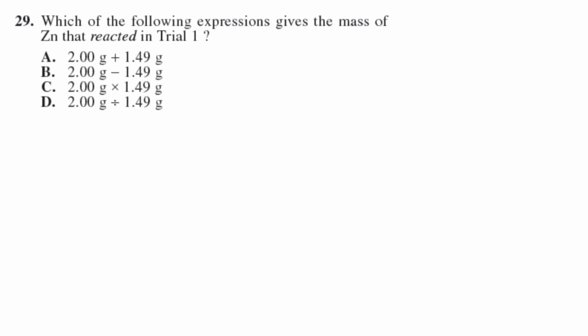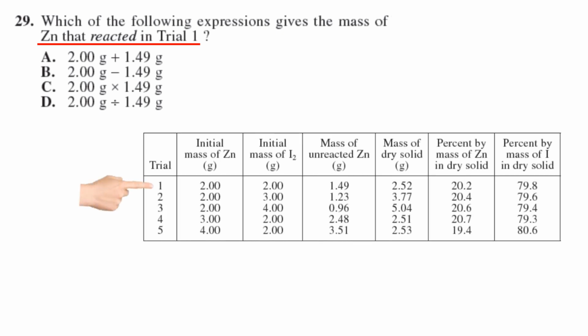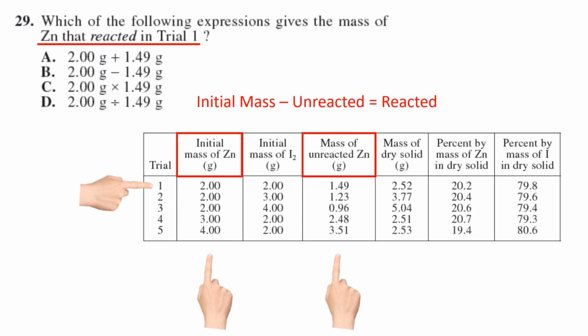Number 29, which of the following expressions gives the mass of zinc that reacted in trial 1? So we see trial 1, but something interesting is the numbers are all the same. So it really doesn't matter which trial you're looking at because the numbers are the same. So just got to think of the concept. So the initial mass minus the unreacted mass will give you what's left, the reacted. So 2 minus 1.49 will give the reacted.